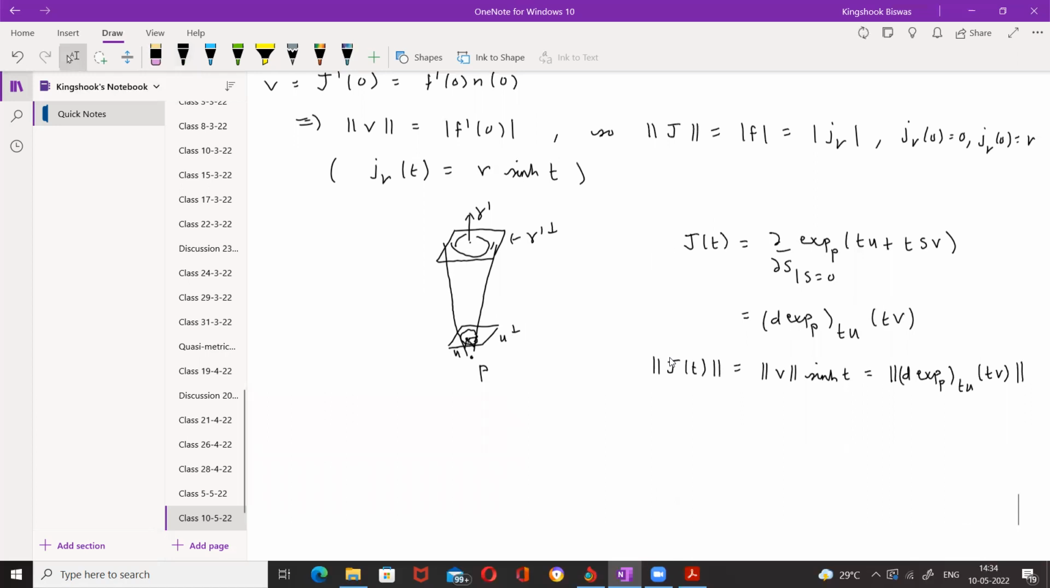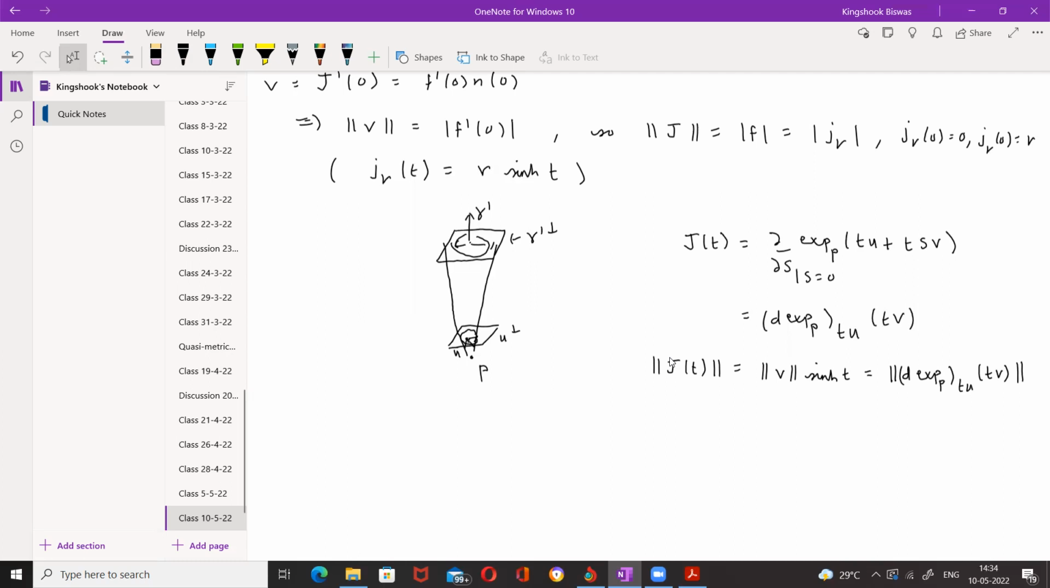So you see, the norm of the derivative of the exponential only depends on the norm of V. So it's the same in all directions. The exponential stretches by the same amount in all directions. So the image of a sphere in U perp will be a sphere in gamma prime perp, right?